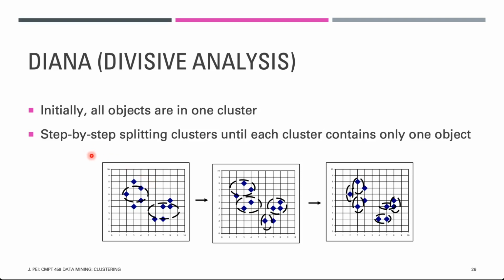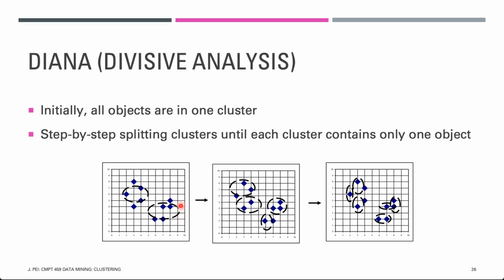DIANA is a top-down approach. DIANA is for divisive analysis. The idea of DIANA works as follows. At the very beginning, all objects are put into one cluster. Then we conduct a step-by-step splitting of those large clusters into smaller ones until each cluster contains only one object.